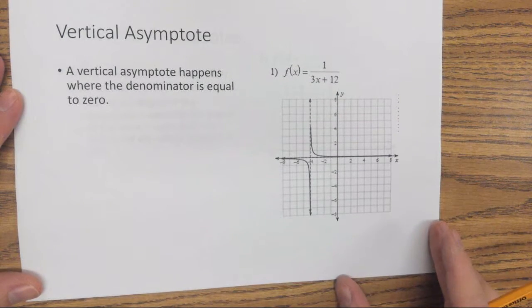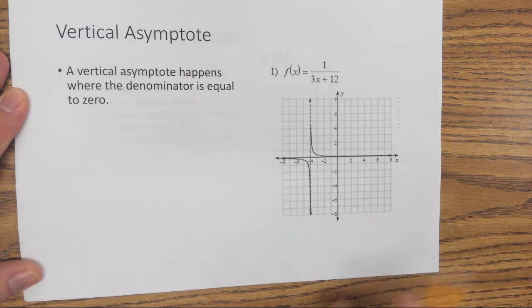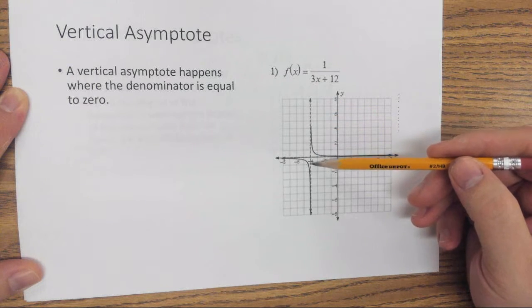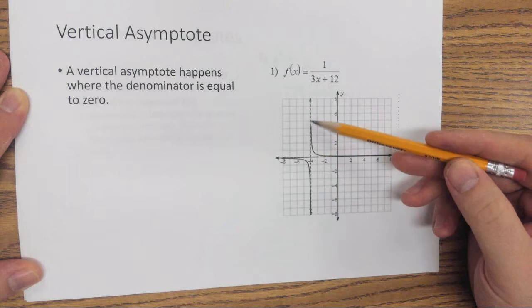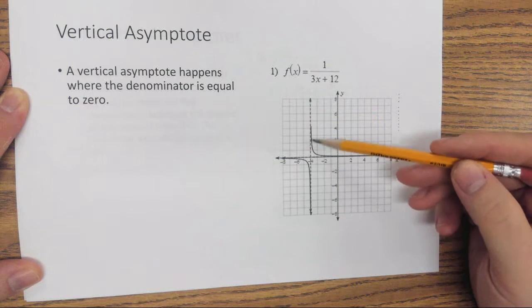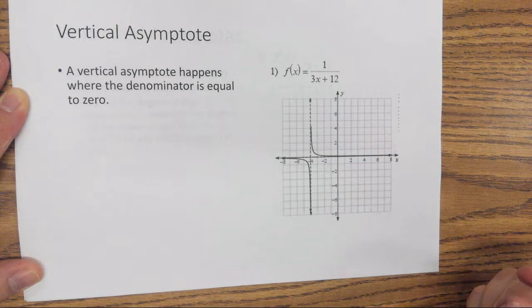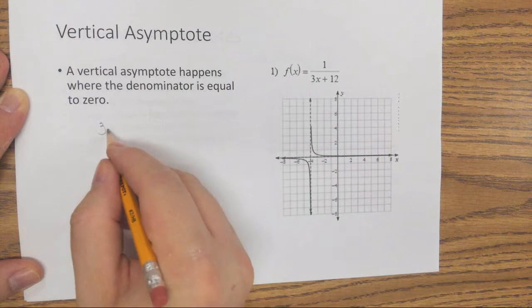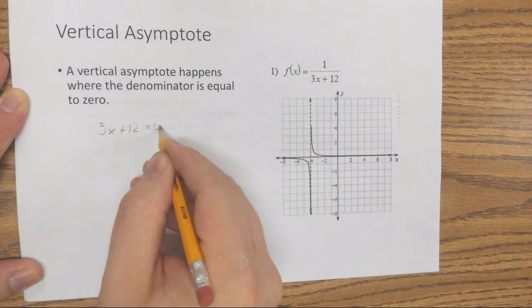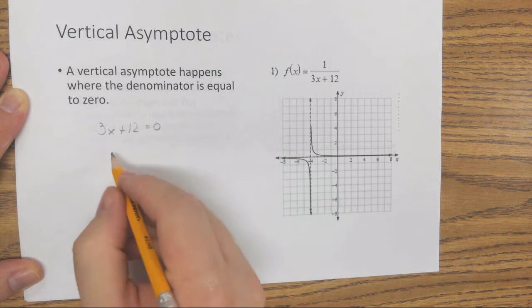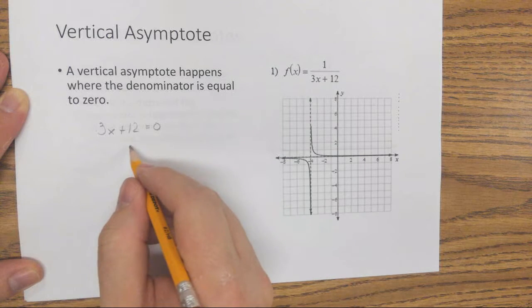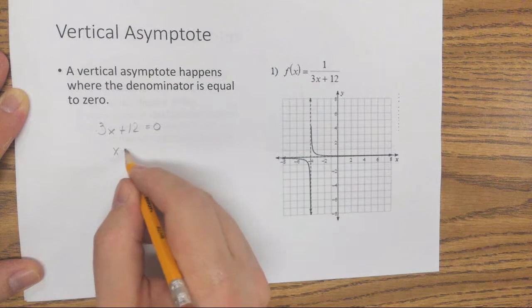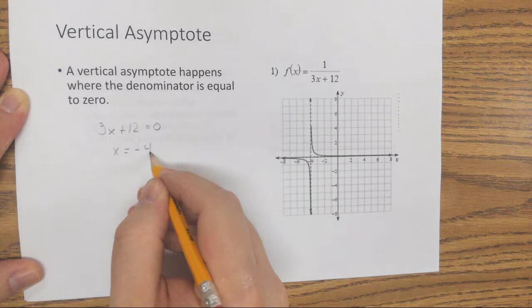Now let's talk about vertical asymptotes. So as I've said, vertical asymptotes happen when the denominator is equal to 0. Well, here's our function. Here's a picture of our function. Right here, this dashed line here, which is usually how we represent these things, is our vertical asymptote. In order to find that vertical asymptote, I just take the denominator, 3x plus 12, and I set it equal to 0 because that's what I want to know. Solve it. Subtract 12, divide by 3, I get x equals negative 4.